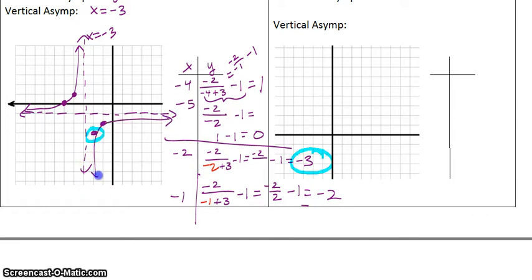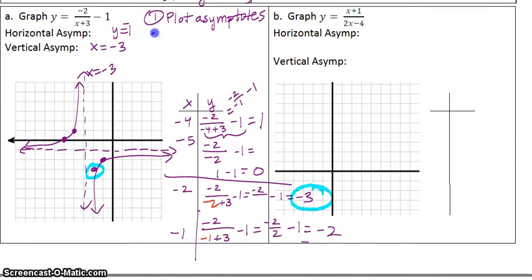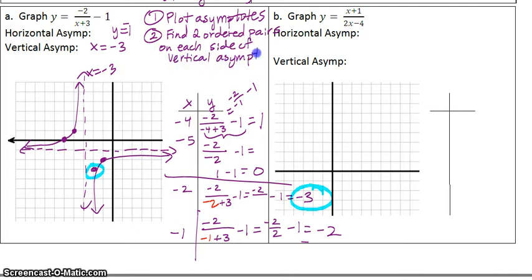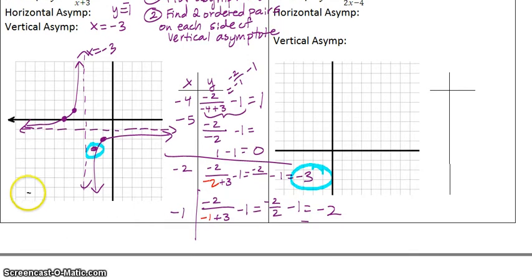All right, there I am. And last but not least, we're going to find the domain and range. Now for you people who are really step-by-step people, let me write this down. Step 1, we plotted the asymptotes. Step 2, you want to find two ordered pairs on each side of the vertical asymptote. All right, last but not least, let's go ahead and say our domain and range.